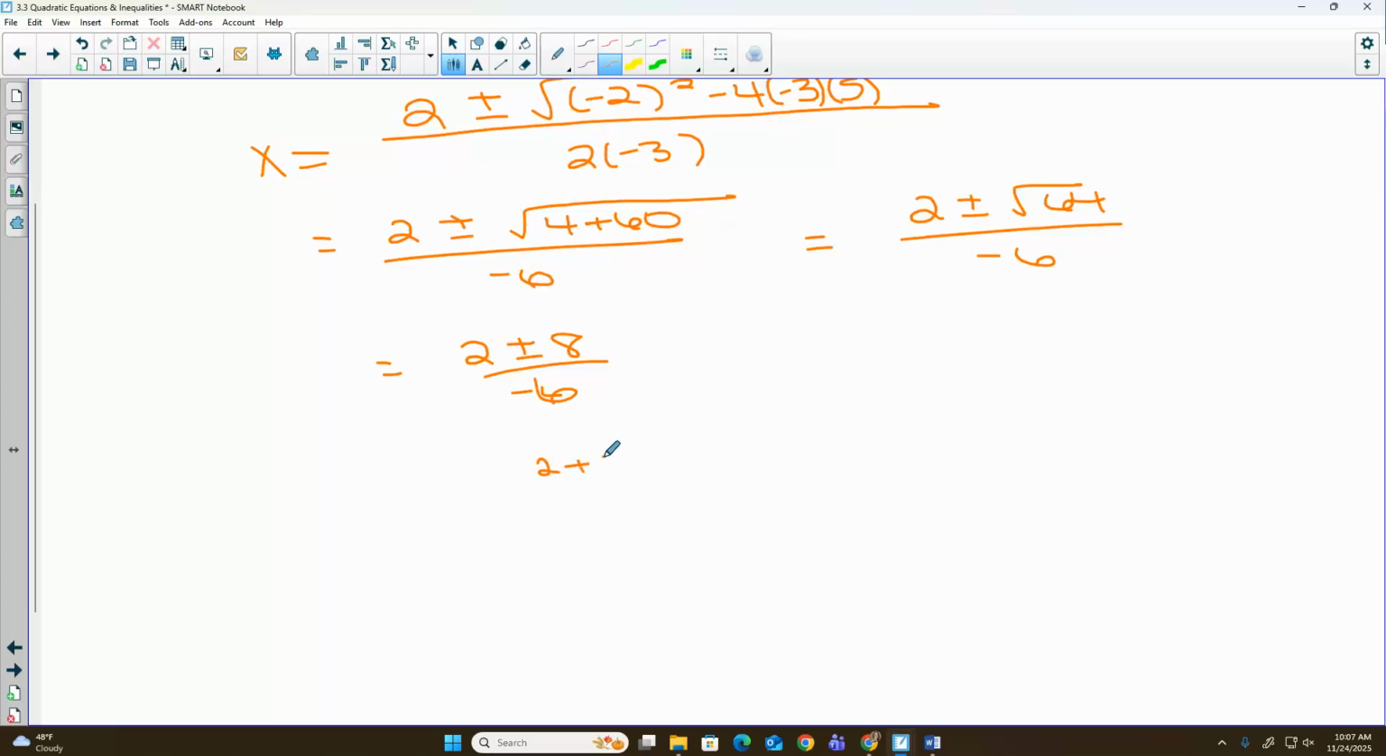You can do 2 plus 8 divided by -6 and 2 minus 8 divided by -6. 2 plus 8 is 10 over -6 reduces to -5/3. 2 minus 8 is -6 divided by -6 is 1. So you should get -5/3 and +1. If you get a nice answer like this, that means slip and slide would have worked on the original problem, but it doesn't matter, this way gets us there too.